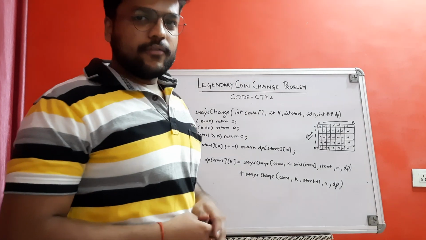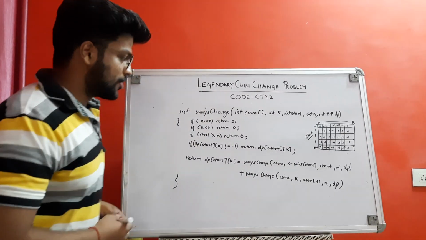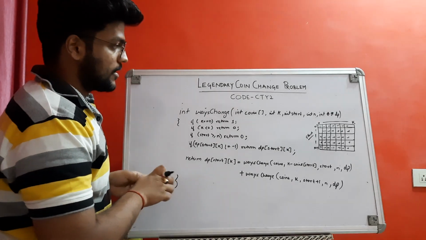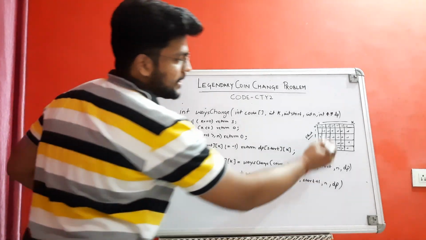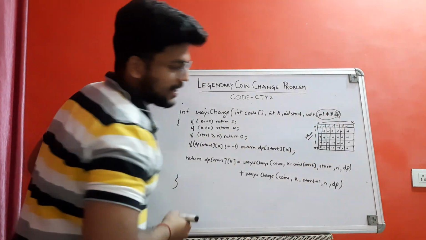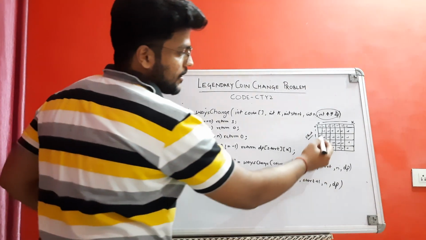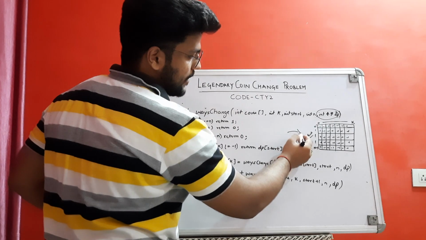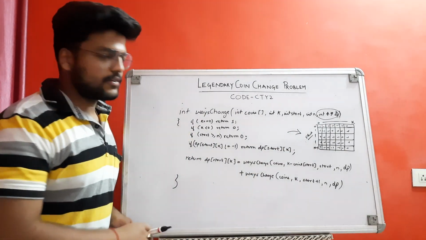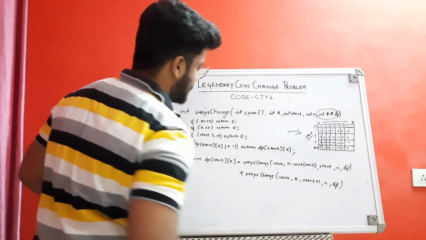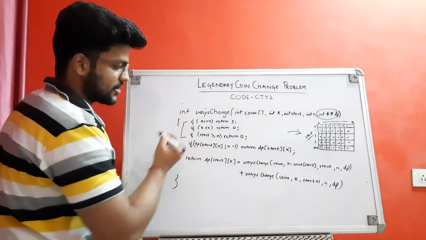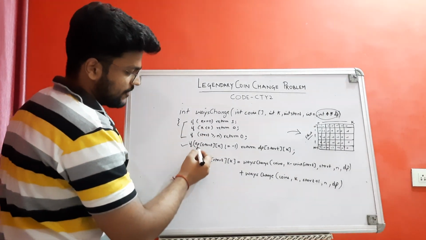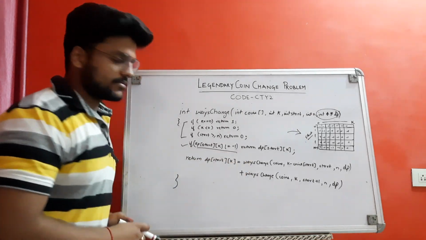This will be my code for the recursive plus memoized approach. So now let's watch this. What I've done here: you get a DP array, a 2D DP array, initially filled with -1. This is the DP array. Then I have some base conditions, similar to the recursive approach. Now I'm checking if DP at start is not equal to -1.